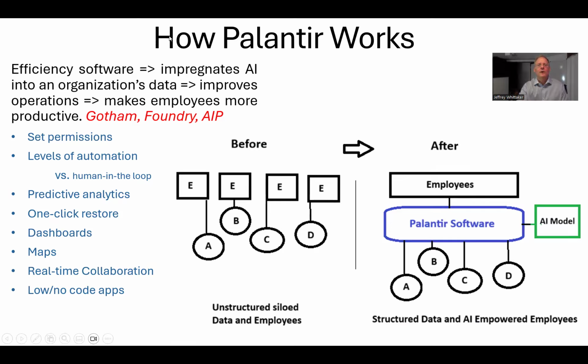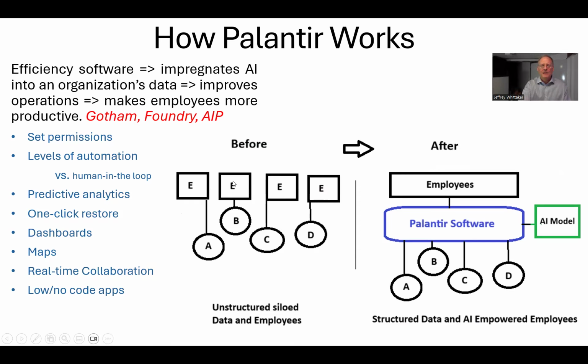So the way to think about Palantir software is that it connects, or you could say impregnates, AI into an organization's data. These days, company data is stored on servers, cloud-based servers. A typical company has different divisions like sales, manufacturing, maybe engineering, and they all have their own separate data. The boxes with the E inside represent the employees, who have specialized software that allows them to query the data for their particular department.